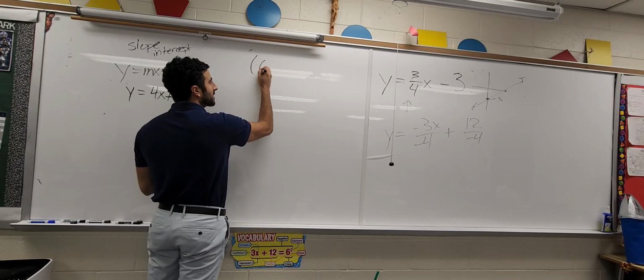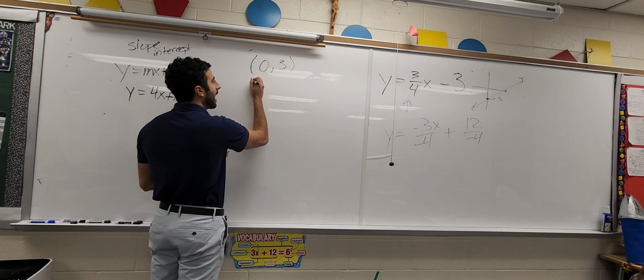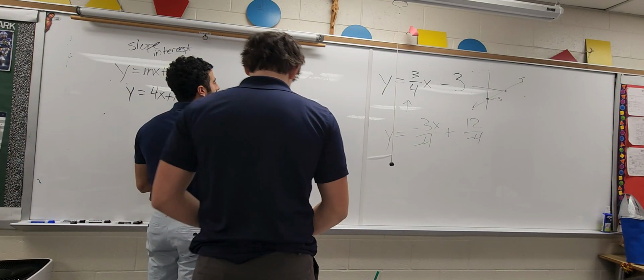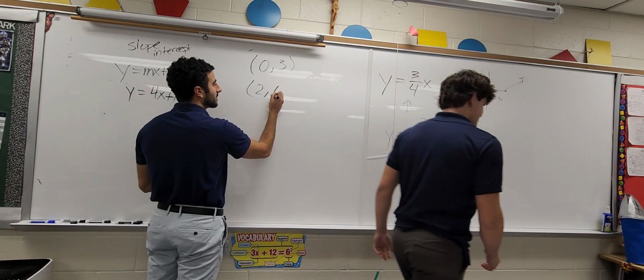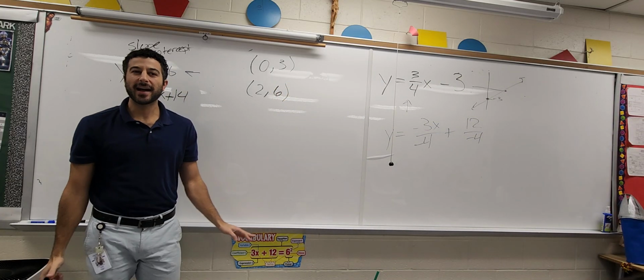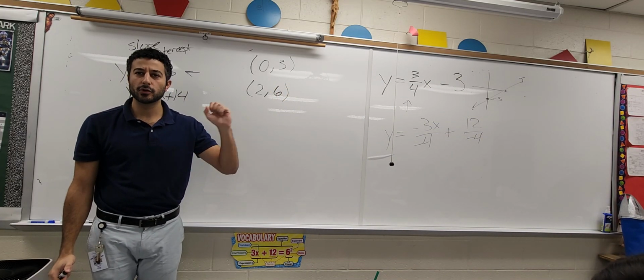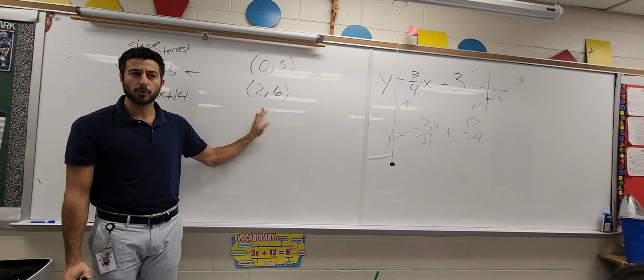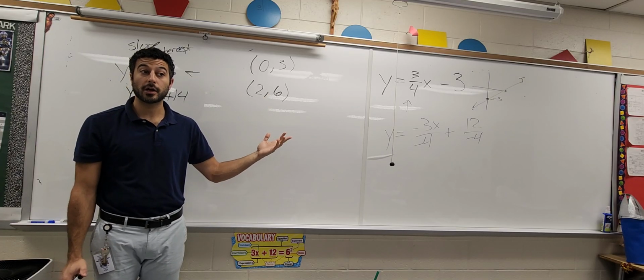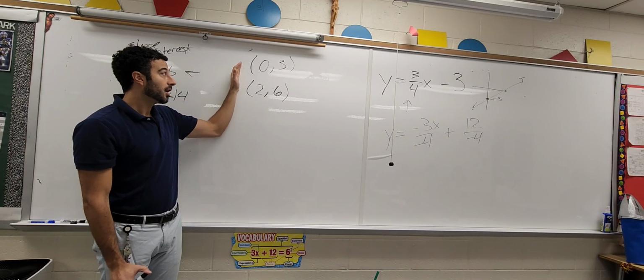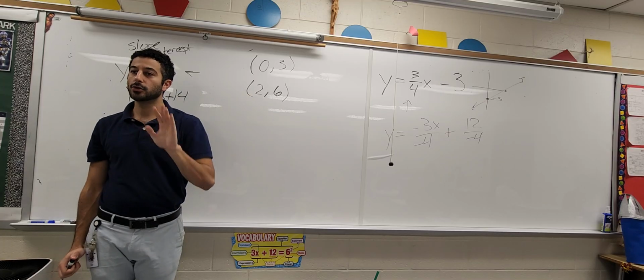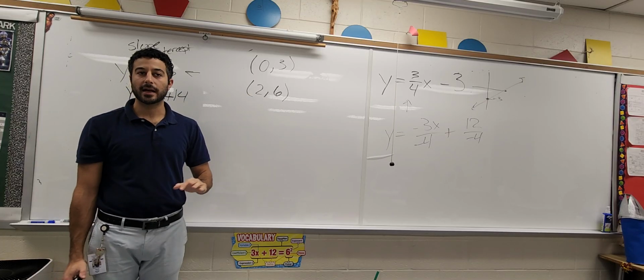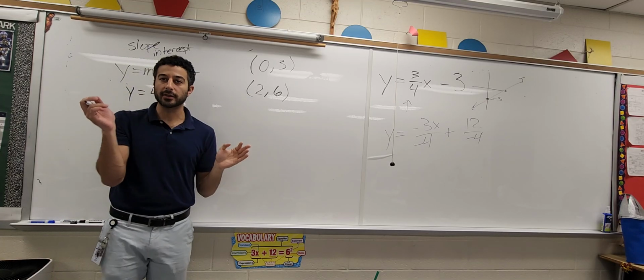So I'm going to give you 2 points: (0, 3) and (2, 6). If I gave you 2 points, this is again just a review of Algebra 1. If you're a little rocky in your Algebra 1, pay attention. All right. You have 2 points. I task you with, give me the equation of that line.